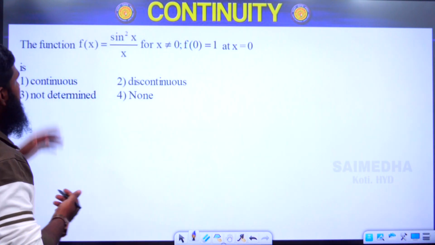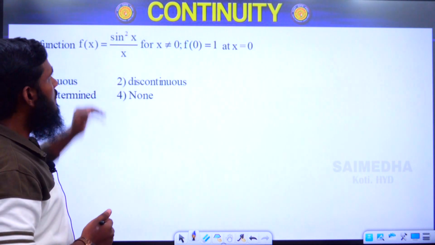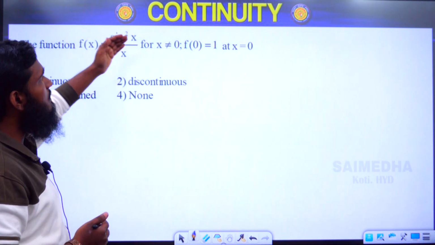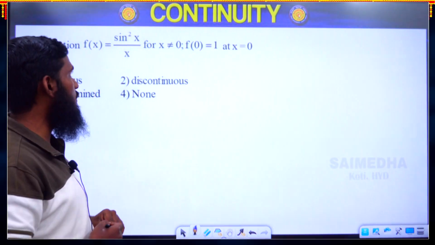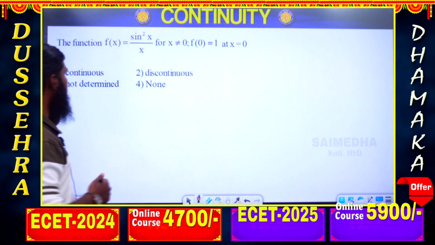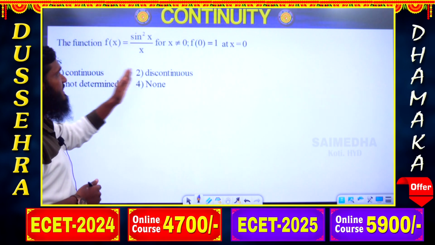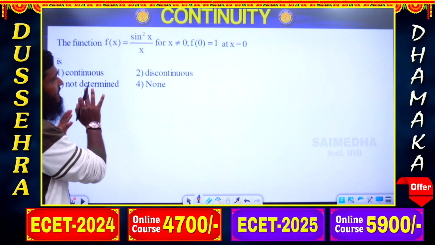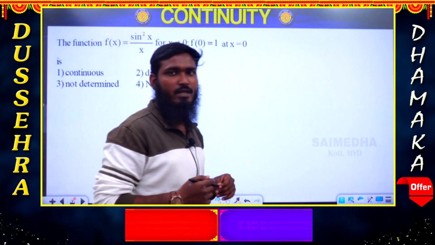Our first question is: the function f of x is equal to sine square x by x for x not equal to 0, and f of 0 is equal to 1. At x equal to 0, the function is: continuous, discontinuous, not determined, or none. Okay, let us see this part.